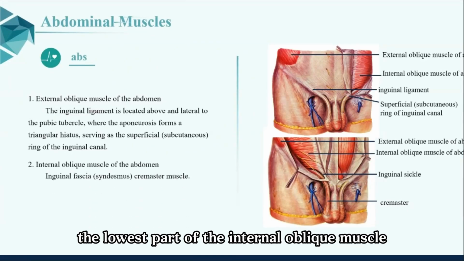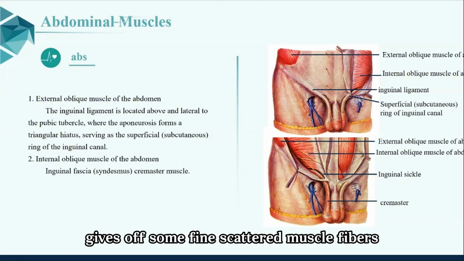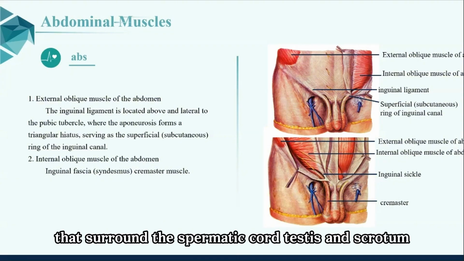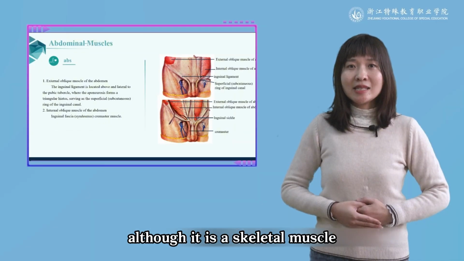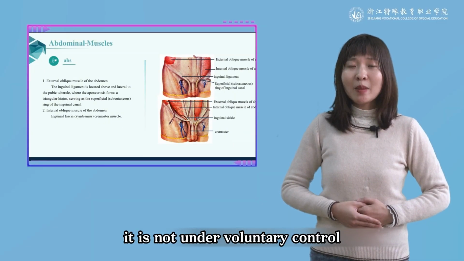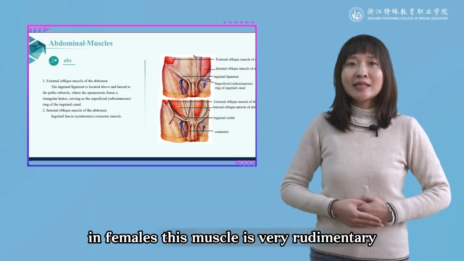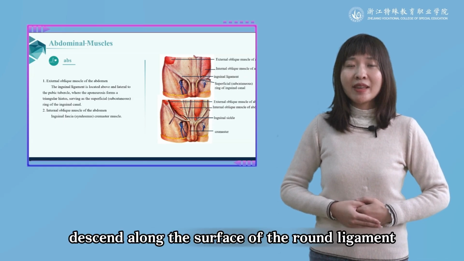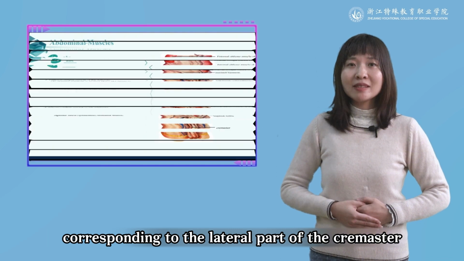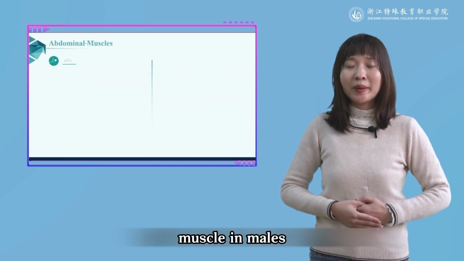The lowest part of the internal oblique muscle gives off some fine, scattered muscle fibers that surround the spermatic cord, testis, and scrotum. This is called the cremaster muscle. Its contraction elevates the testis. Although it is a skeletal muscle, it is not under voluntary control. In females, this muscle is very rudimentary. Only a few fibers descend along the surface of the round ligament of the uterus, corresponding to the lateral part of the cremaster muscle in males.